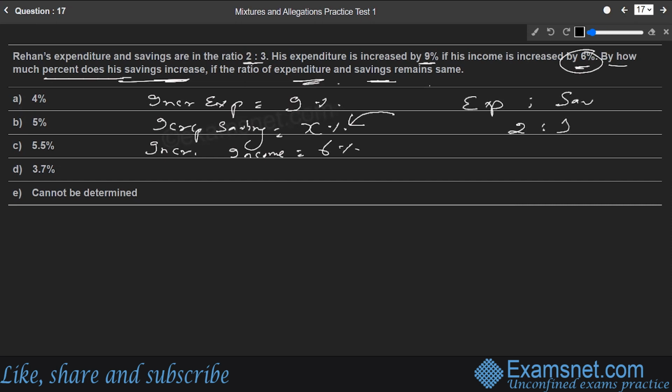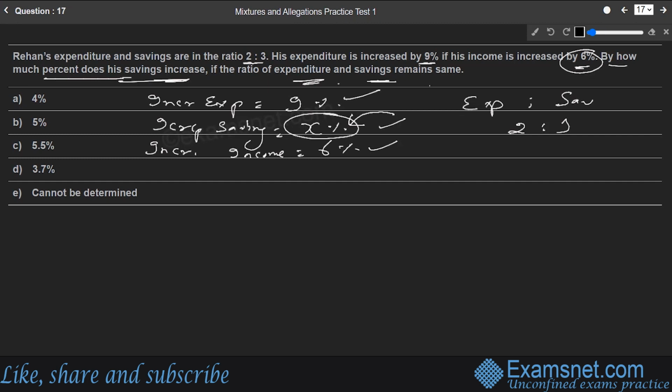The original ratio has been given between expenditure and saving as 2 is to 3. So if the expenditure has been increased by 9% and income has been increased by 6%, what should be the increase in the saving so that the ratio of expenditure and saving remains the same? We have assumed there should be an X% increment in the saving to maintain the same ratio. Okay, so we can do this by the alligation method once again.